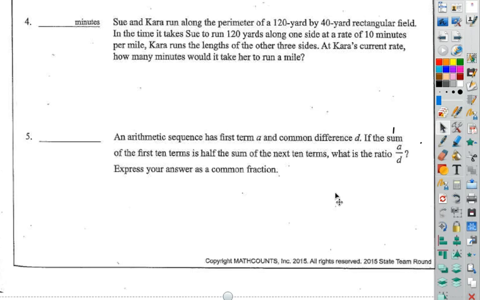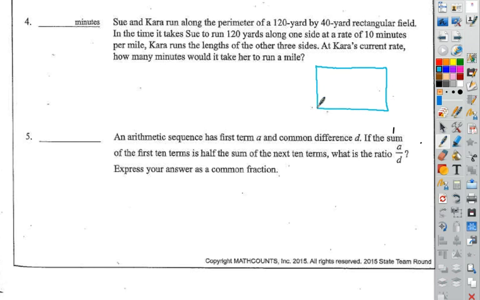Okay, so Sue and Kara run along a rectangle because that's what kids do sometimes. Let's say the slower one is a little kid and the other one's a sister, and they want to have a fair race, right? And so we know that this is 120, 120, and this is 40, and this is 40. So Sue runs this distance here, 120, where Kara runs the other 3 sides because she's nice and benevolent and wants a fair race.